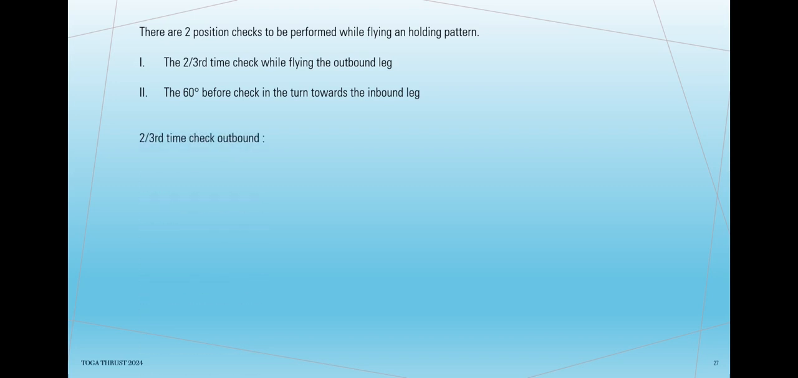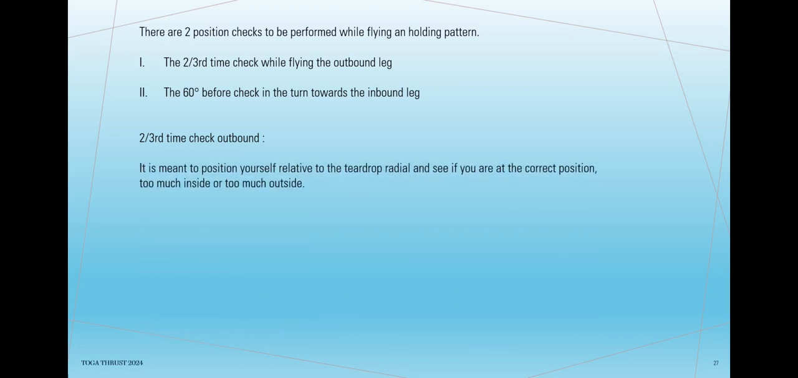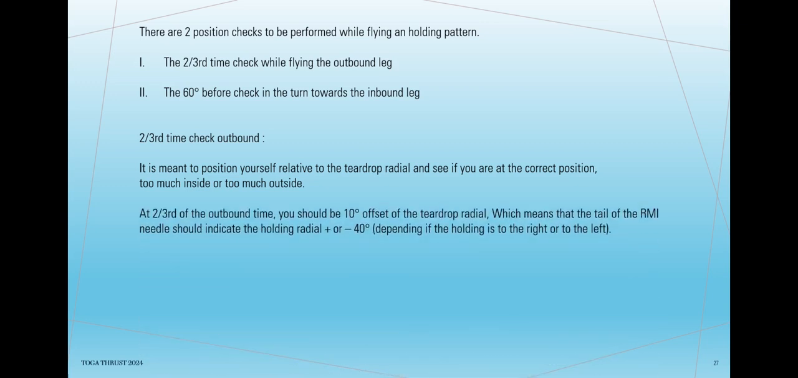2/3 time check outbound, relative to the teardrop radial, and see if you are at the correct position, too much inside or too much outside. At 2/3 of the outbound time, you should be 10 degrees offset of the teardrop radial, which means that the tail of the RMI needle should indicate the holding radial plus or minus 40 degrees, depending if the holding is to the right or to the left.